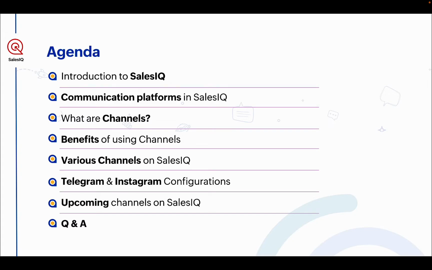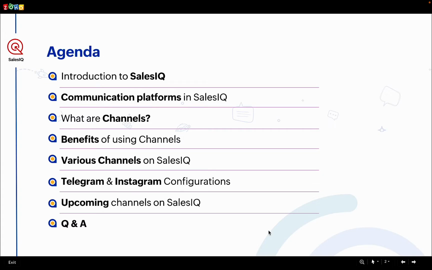After that, we'll take a look at the configurations of a couple of channels, Telegram and Instagram, as we've made some configuration changes to those in the recent past. We can then see the upcoming channels that are being planned to be added on SalesIQ. And we'll end with a Q&A session where we'll be clarifying any questions that you might have regarding the channels module in SalesIQ.